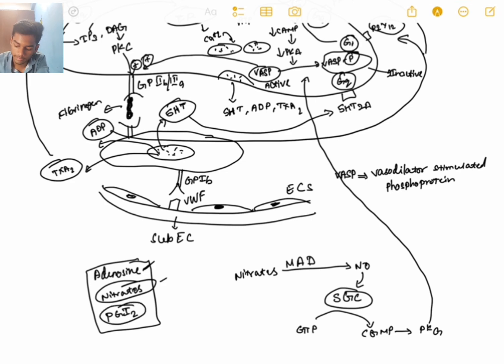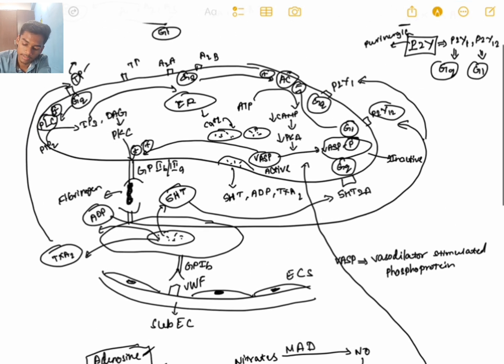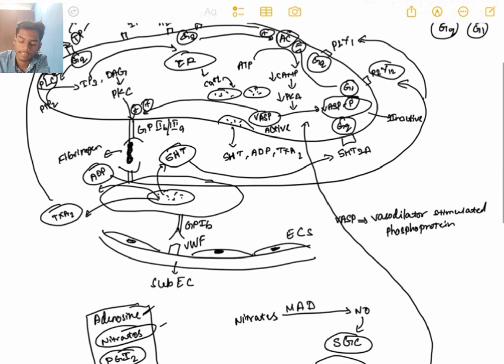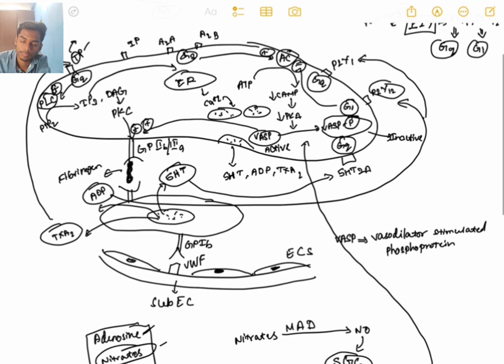Now let's see prostaglandin I2, prostacyclin. There is a receptor called IP receptor. Similar to TP, there is IP. Here also the same: I for prostaglandin I2, and P for prostanoid receptor, so IP. Prostaglandin I2 will act on this IP receptor, which is a G protein coupled receptor. It is also GS. So in a similar way as adenosine, it will also cause activation of adenyl cyclase. There will be more cyclic AMP formation, more protein kinase A formation, and it will phosphorylate VASP. So platelet aggregation is inhibited.